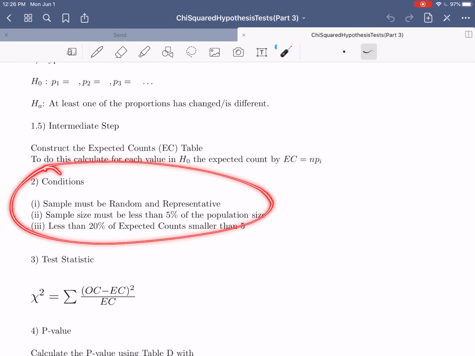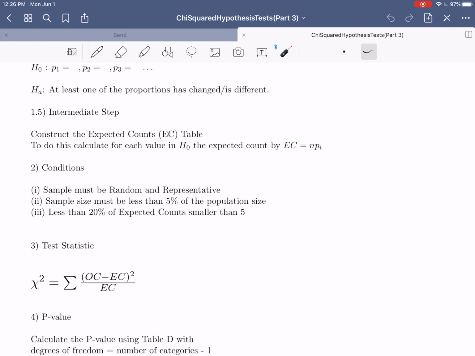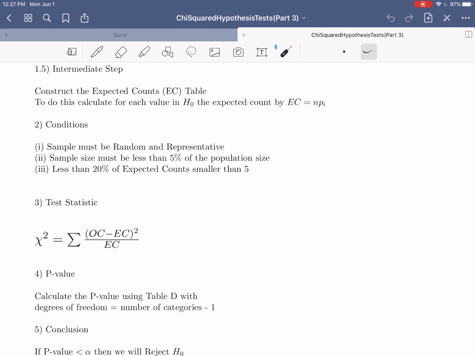The conditions then are going to be exactly the same for chi-squared independence and homogeneity and this chi-squared goodness of fit. So the sample must be random and representative, sample size must be less than 5% of the population size, and once again, we're going to need to look at all the expected counts we build, and we need less than 20% of those expected counts to be smaller than 5. So we can't have too many really small expected counts.